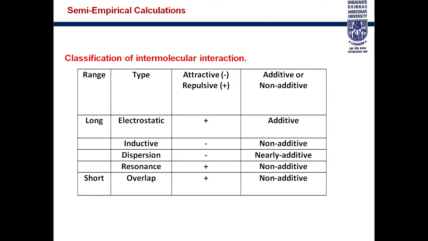Classification of molecular force. It is classified into two basic groups, long and short. Long range is again divided into electrostatic, which is additive, inductive, which is non-additive, dispersion, which is again nearly additive, but both are repulsive. Then resonance energy is attractive but non-additive. And short range is of type overlap, which is attractive but not additive.